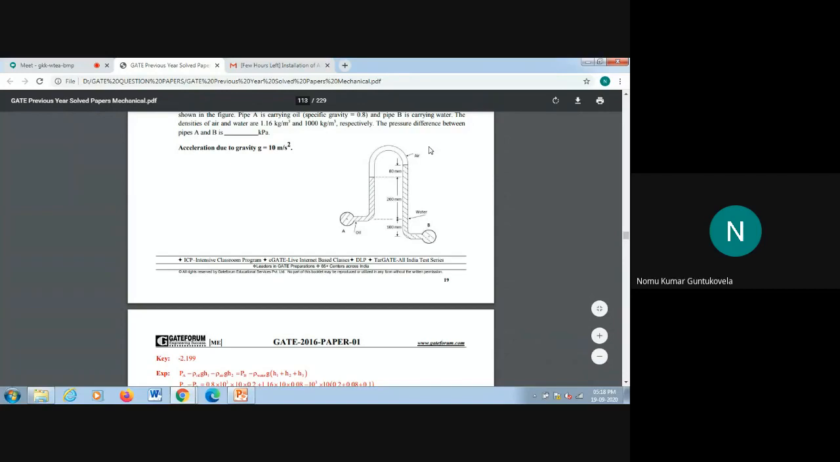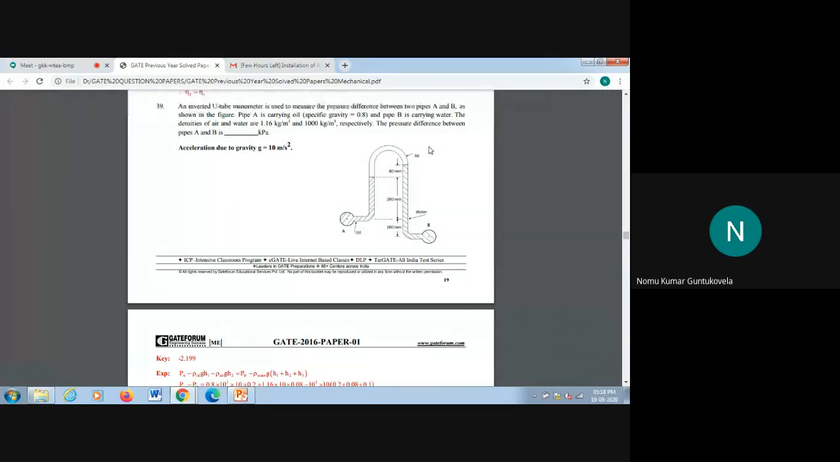So see here. First of all, we have PA minus rho g h1. If it were a normal manometer, we could take PA plus rho g h, but right now we need to take it as minus. So first of all, we are splitting this. We have PA minus rho g h1 minus rho g h2 equals PB minus rho g h2 plus rho g h3, because here we are having three.